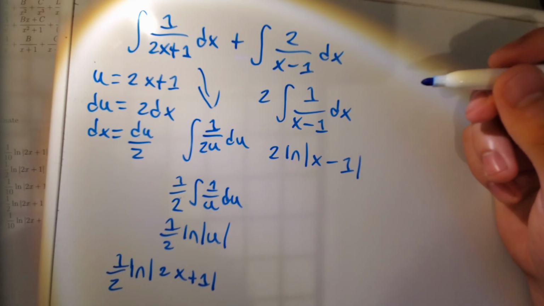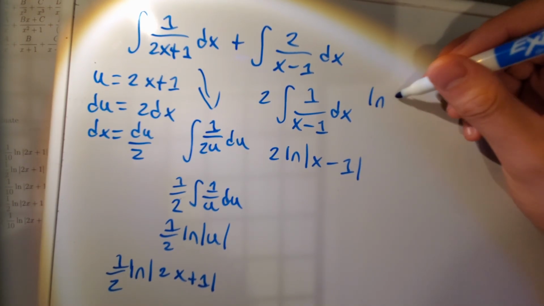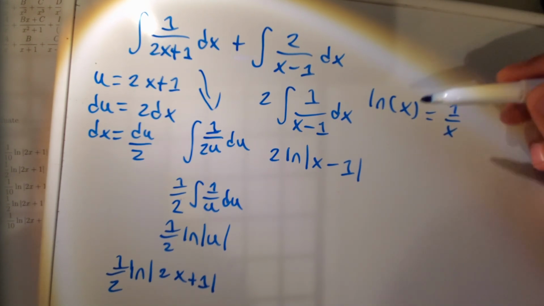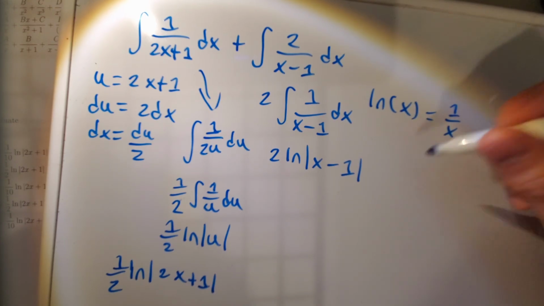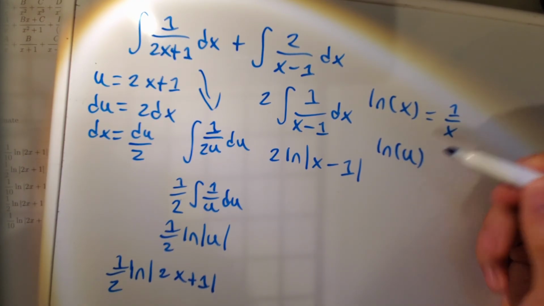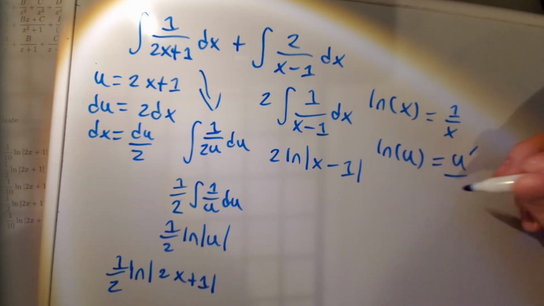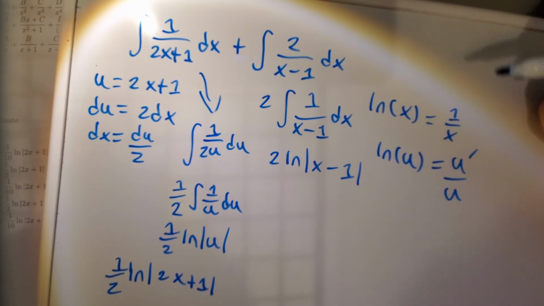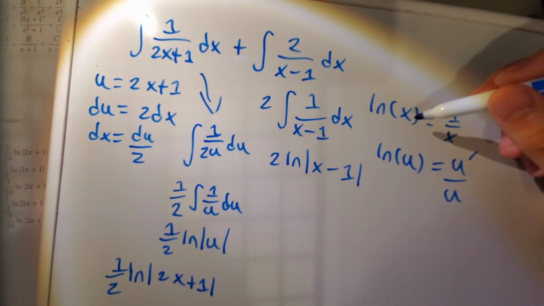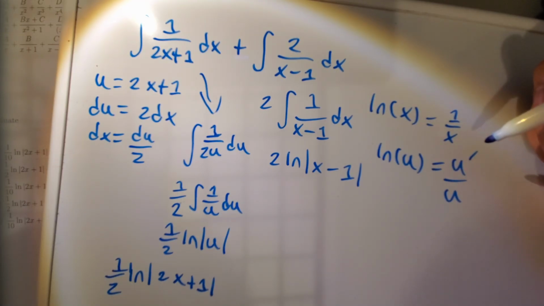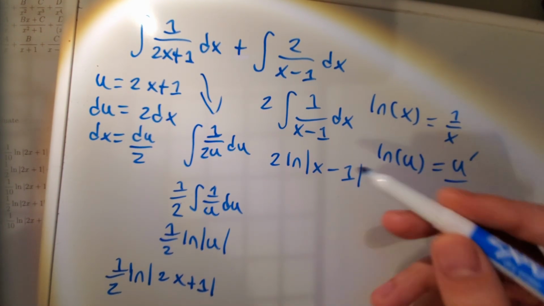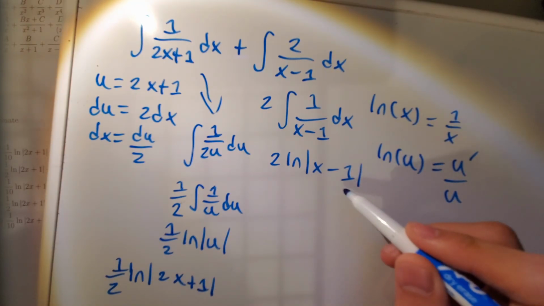is because if you remember, the reason why the derivative of ln of x is equal to 1 over x is because when you're finding the derivative of a natural log, let's use u again. The derivative of ln of u is equal to u prime over u. So in this case, the derivative of ln of x is 1 over x because the derivative of x is just 1. So similarly here, the derivative of x minus 1 is just 1. And so that's why the integral of this ends up being ln of x minus 1.